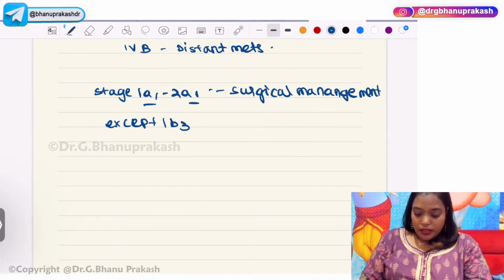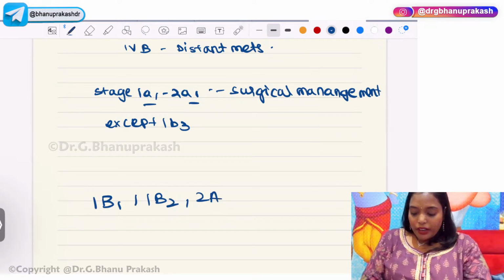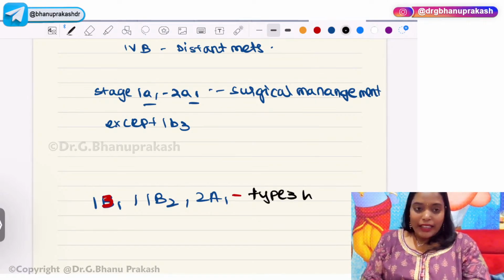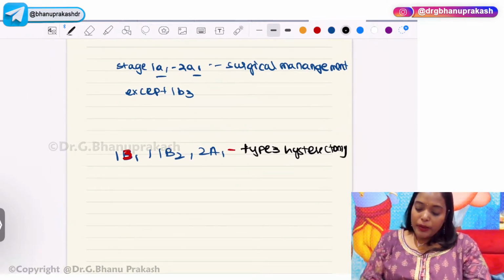What surgeries? So 1B1, 1B2 and 2A1. B looks like 3, no? So for 1B1, you will do type 3 hysterectomy, which is also called radical hysterectomy, plus pelvic lymphadenectomy.